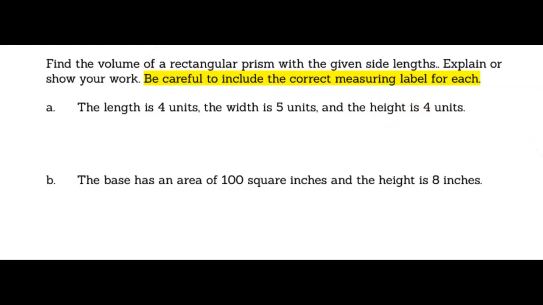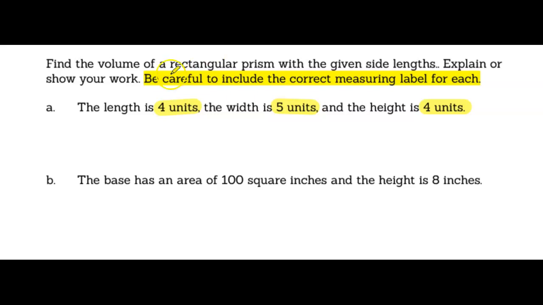So for these, you could draw them out, but honestly you don't need to, because it's a matter of figuring out what is the most important information I need and what do I do with it. So where A says the length is 4 units, we decided 4 units sounds important. The width is 5 units. 5 units is pretty important. The height is 4 units. 4 units is pretty important. So what do we know?